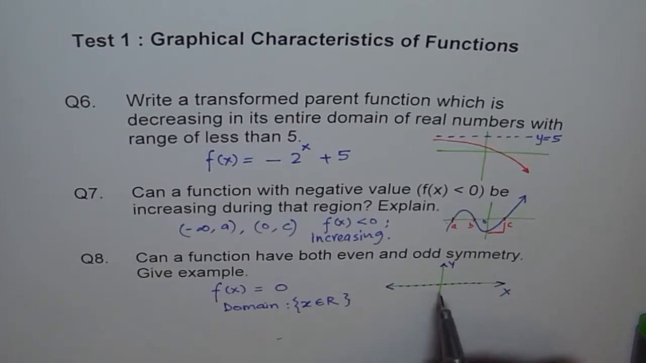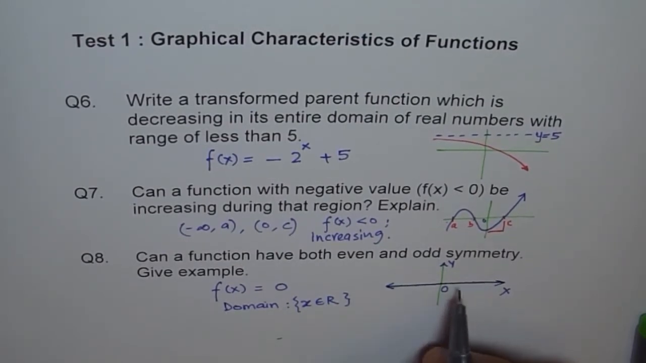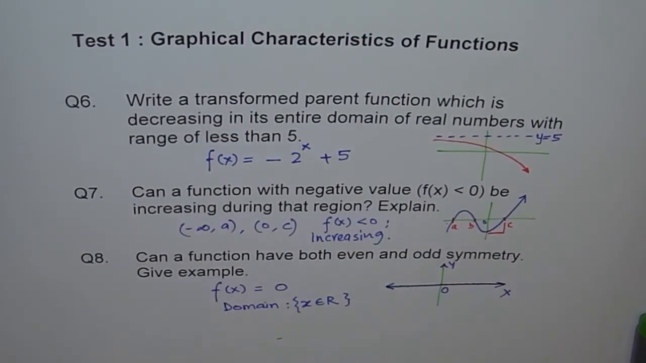Second, it is symmetric about the origin. If you have minus 2 here, you have plus 2. Minus 1, plus 1. 10, minus 10. It is symmetric about the origin also. So this function, f of x equals 0, which is represented by our x-axis, is both even and odd. It is a function with both even and odd symmetry. Okay? Thank you.